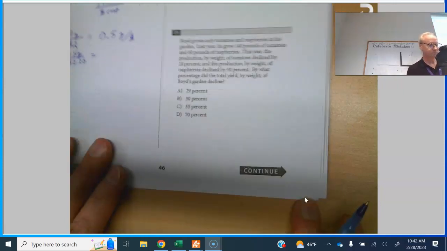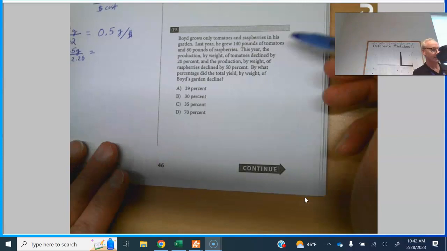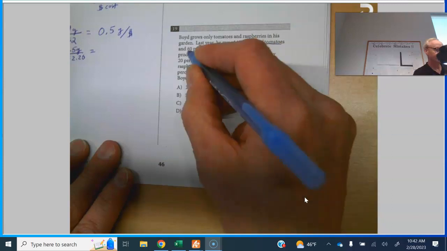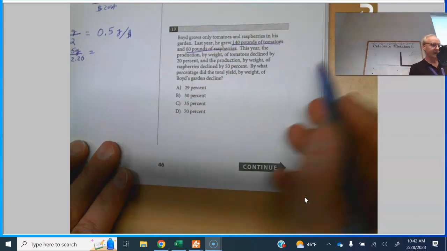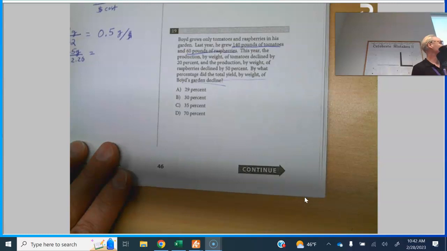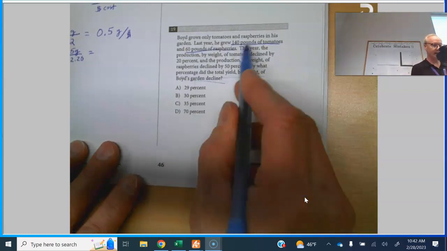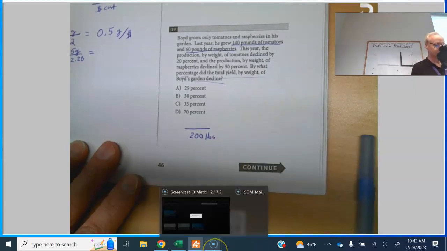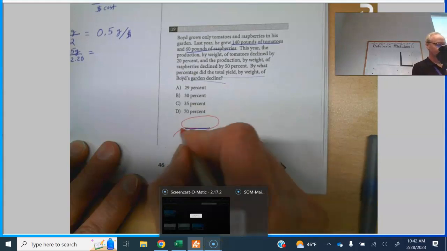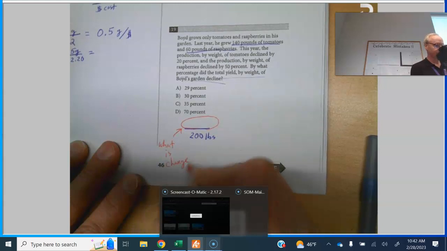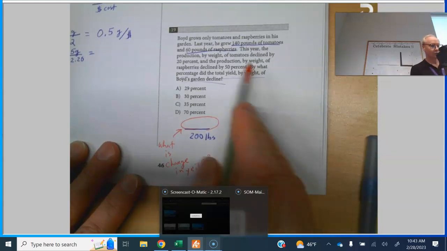For this last part, for this problem, it says that last year they grew 140 pounds of tomatoes and 60 pounds of raspberries. And what they want you to do is see what percent it went down over that year. So what you're going to do is take this 200 pounds and see how much it went down. What is the change in yield? And read what it says.